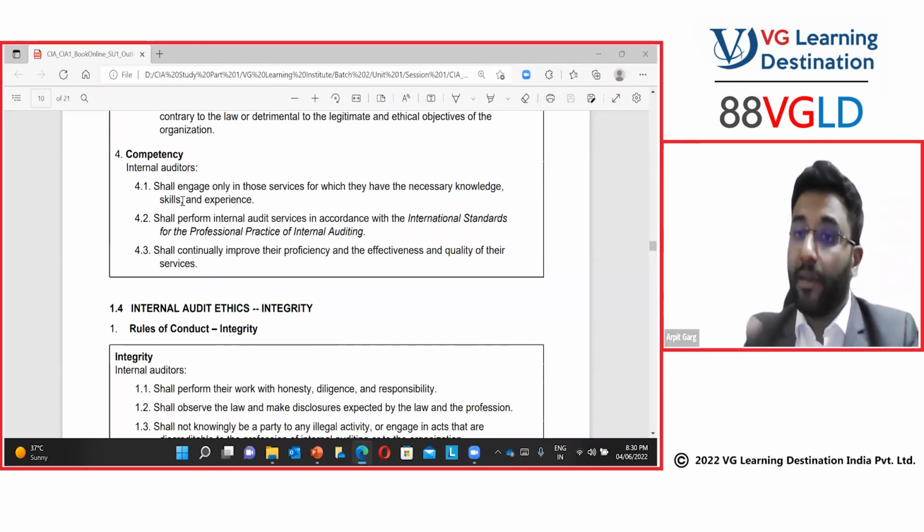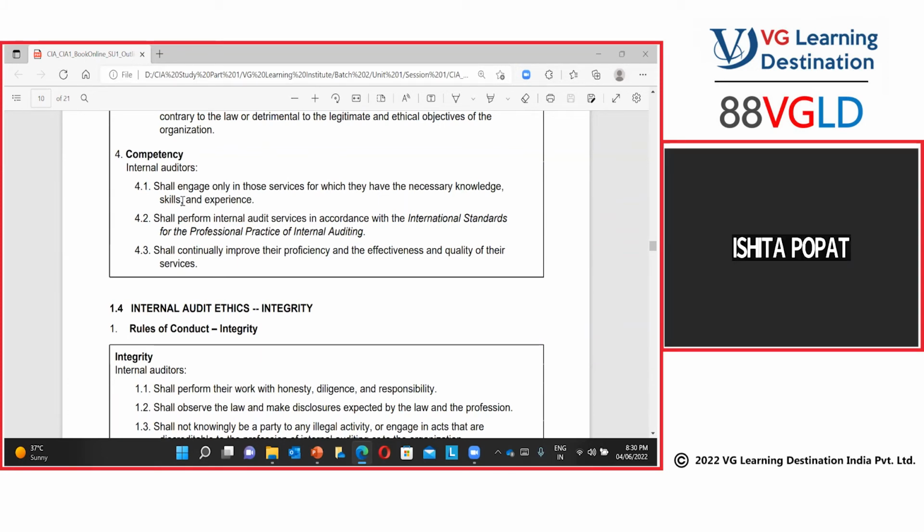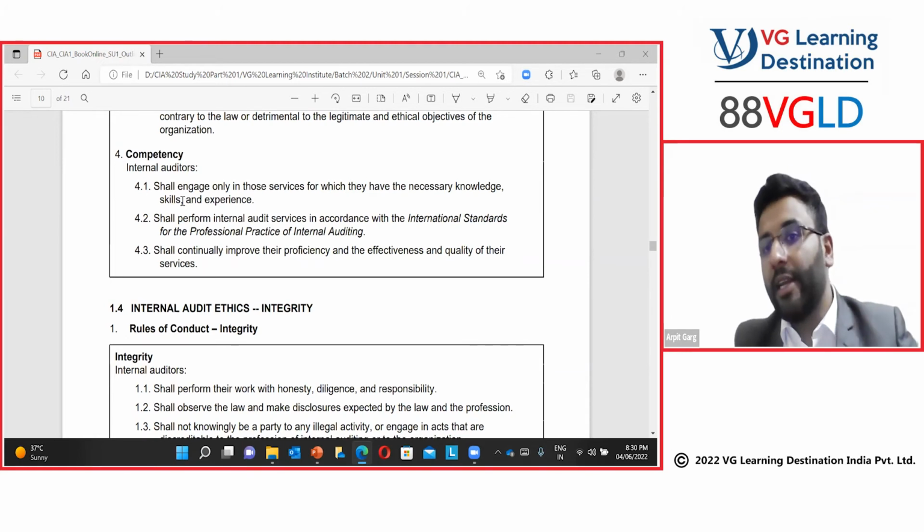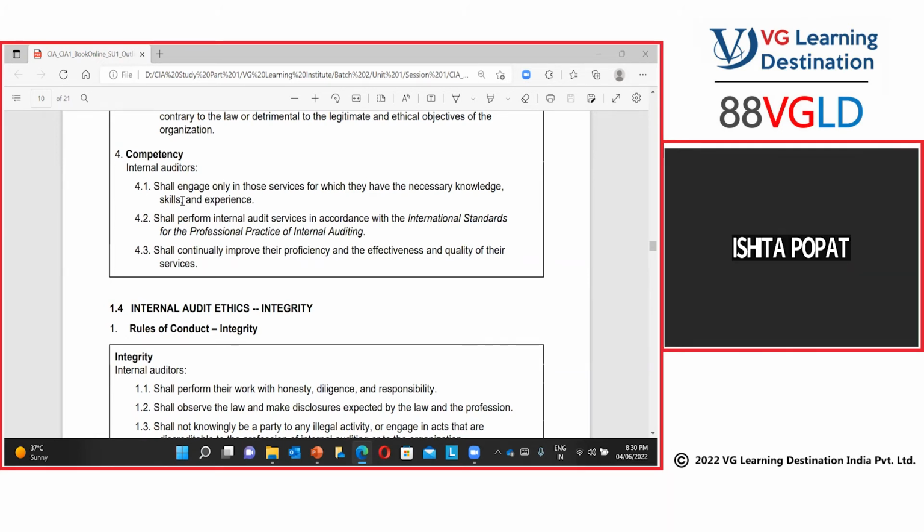But let's say you have accepted it as it is, you have not undergone any trainings for that matter, and you're going and performing that. Are you violating competency? Yes. Yes or no? Right. So now the last example: is it looked at an individual internal auditor level, or is it looked at a team level? Individual level? Team level? No.